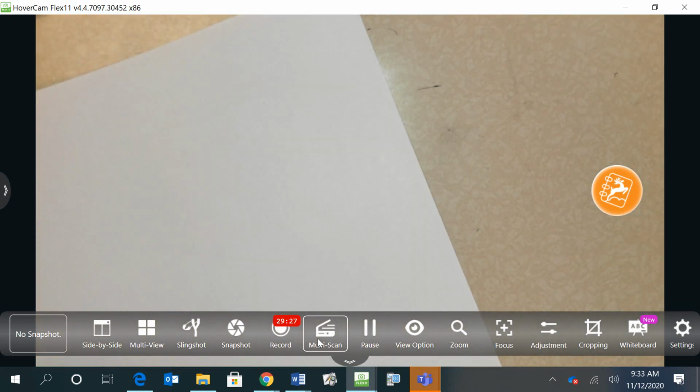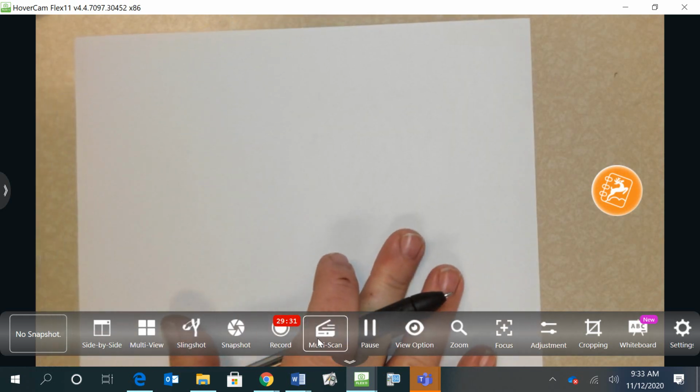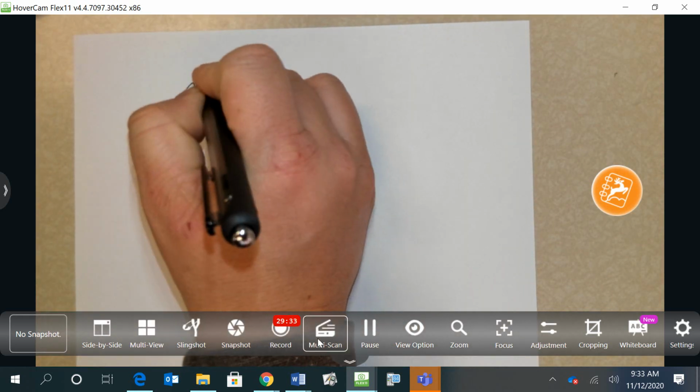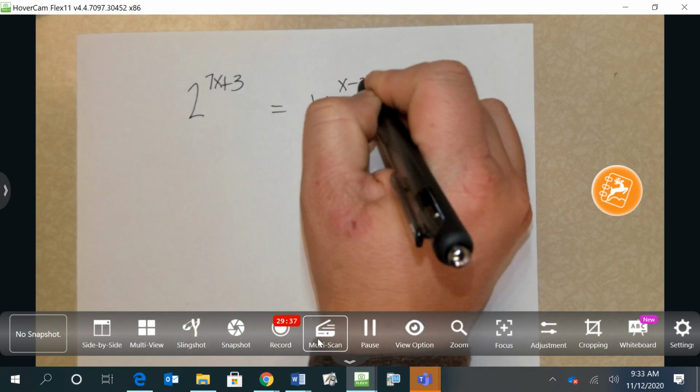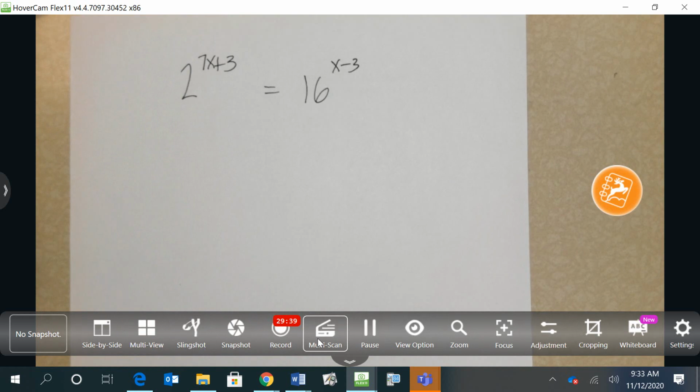I'm not going to give you enough time to probably get it all done, but let's see how far you can get. Give me a second here. Okay. 2 raised to 7x plus 3 equals 16 raised to x minus 3. All right, I'm going to let you look in your notes and look at that table and decide how can you rewrite 2 and 16 so they're the same base. I'll give you a minute to get started before I begin.